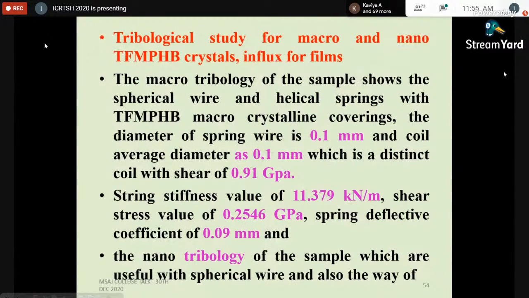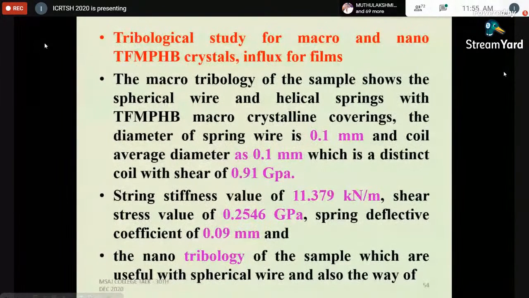Yeah, TFM PHB. It is not yet published. This particular crystal, for which the tribological effect, the macro tribology, for 0.91 gigapascals, the stiffness is 11.379 kilonewton per meter. The nano tribology is also obtained. Next slide, please.